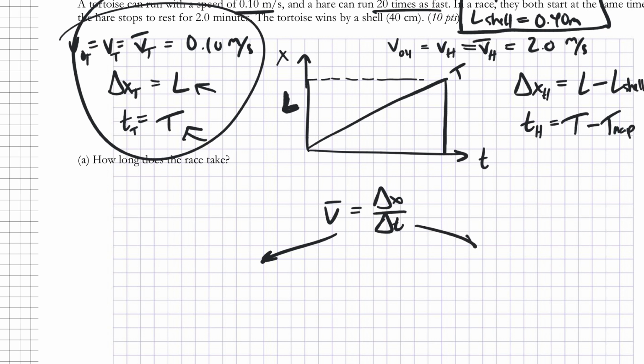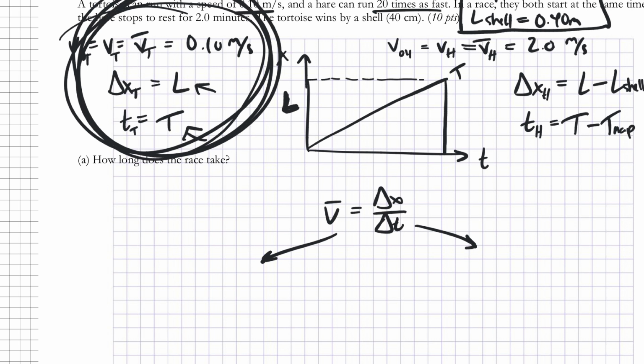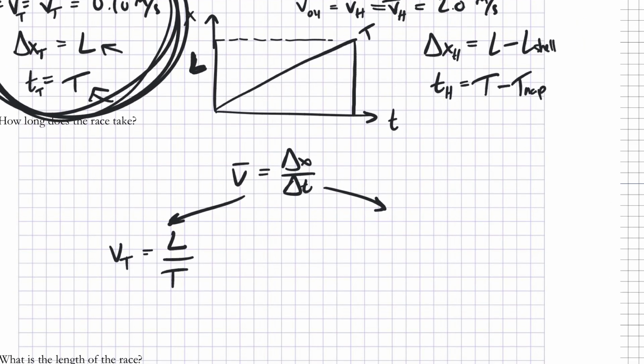The tortoise and the hare's equations look slightly different. The tortoise's equation is based on this: the velocity of the tortoise equals the delta x, the length of the race, divided by the time to win.